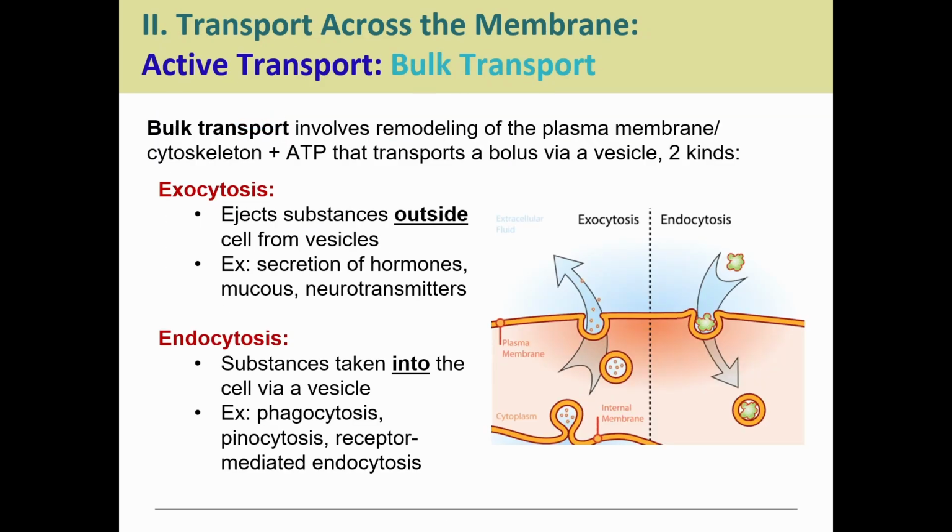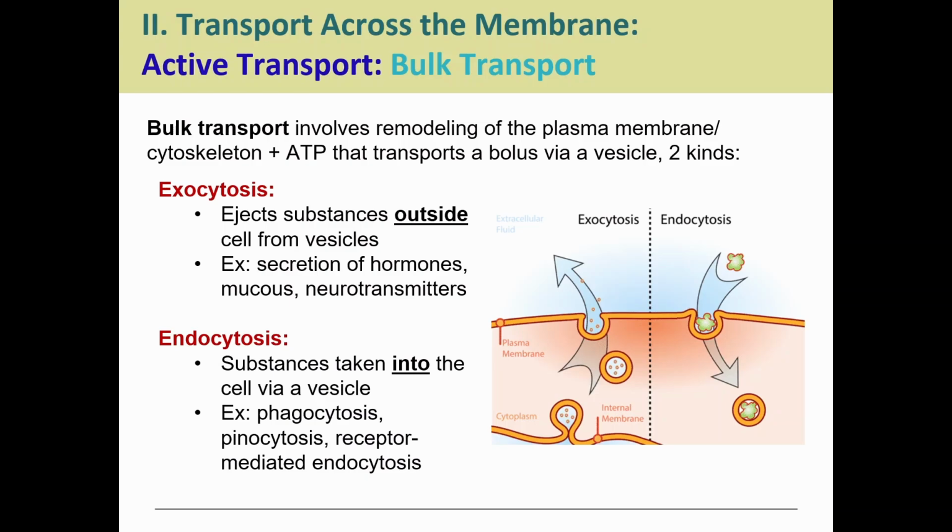We can also do bulk transport. Let's say we're trying to move something that's really big, right? It can't necessarily get through easily. That's where we are basically going to use the plasma membrane as a pocket to move things in and out. Exocytosis, we're moving things out. Endocytosis, we're moving things in. Really similar in how they function, just kind of opposite of each other.